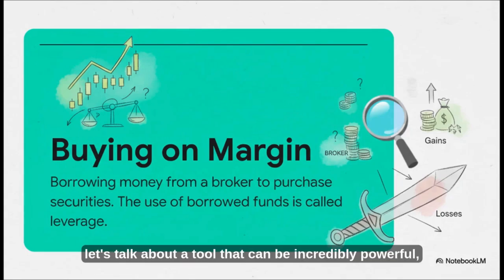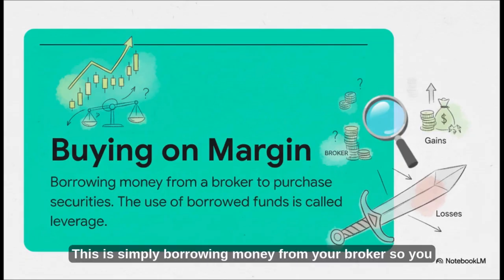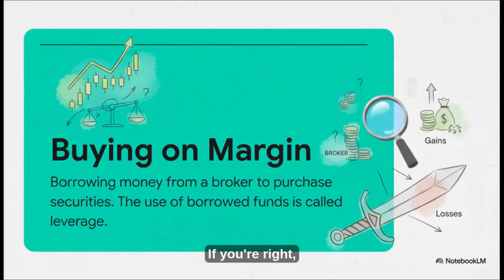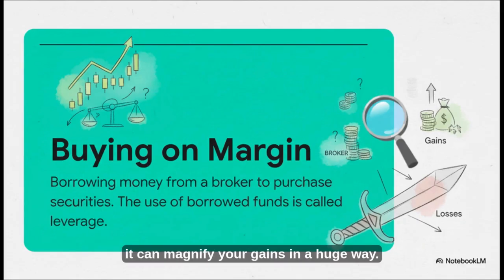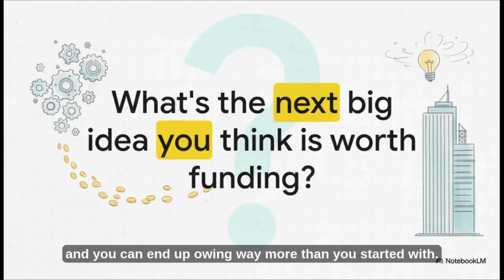And finally, let's talk about a tool that can be incredibly powerful, but also very dangerous: buying on margin. This is simply borrowing money from your broker so you can buy more securities. We call this leverage, and it is a classic double-edged sword. If you're right, it can magnify your gains in a huge way. But if you're wrong, it will magnify your losses just as fast, and you can end up owing way more than you started with.